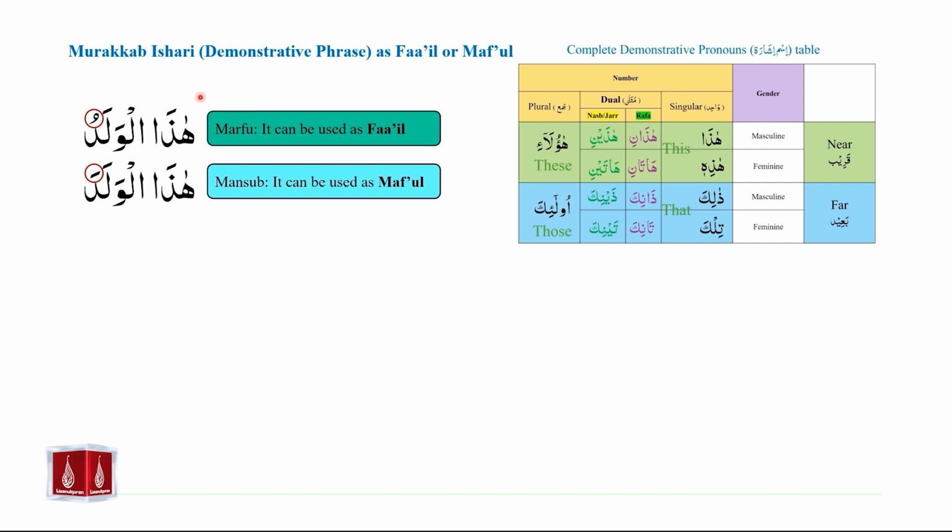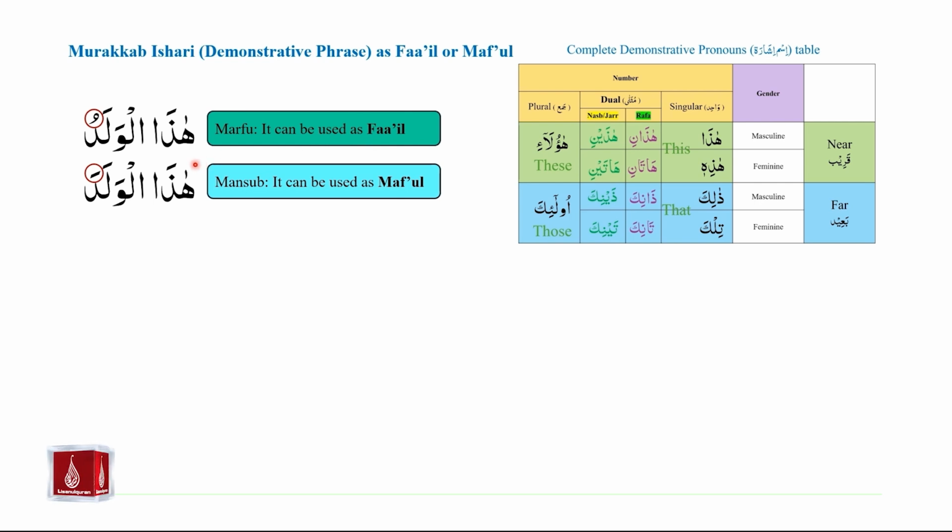We have hazal waladu. Hazal waladu is a murakkab ishari or demonstrative phrase. It begins with the demonstrative pronoun haza and it is followed by an ism with al on it. Al-waladu in this case is musharun ilayh. Hazal waladu, this boy. In this case, we see that al-waladu is marfu. This makes the whole demonstrative phrase or the murakkab-e-ishari marfu. Since hazal waladu is marfu, it can be used as fa'il because fa'il will always be marfu.